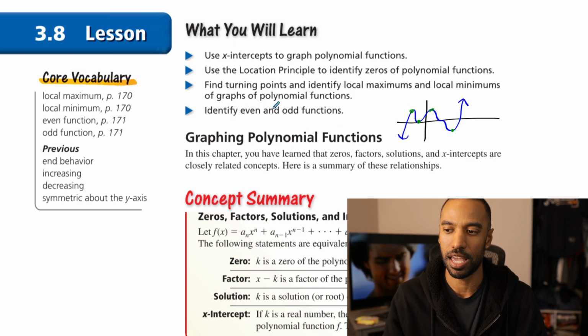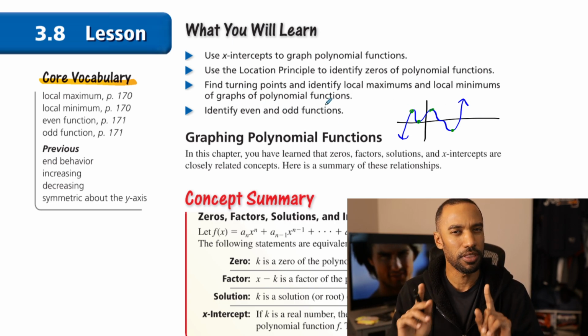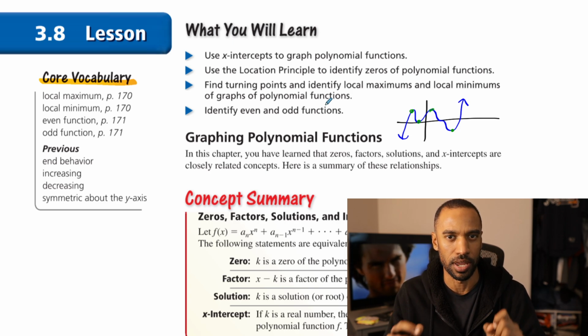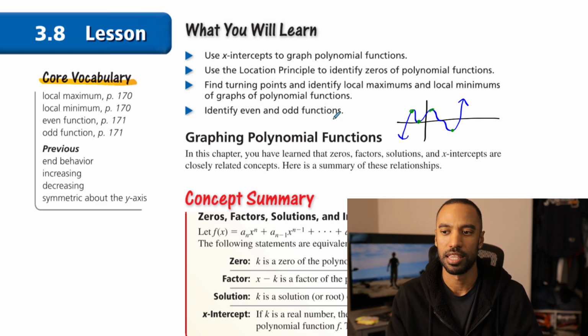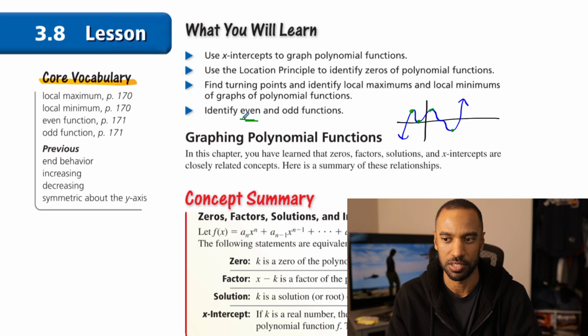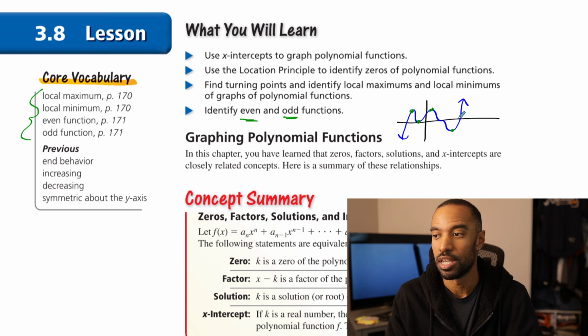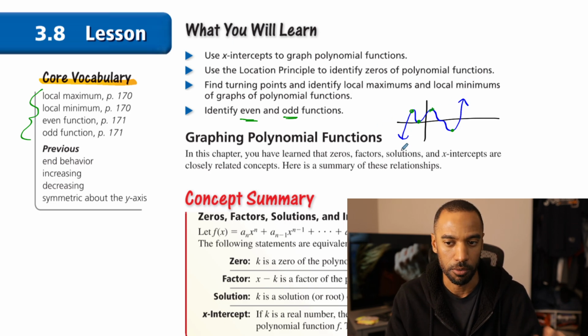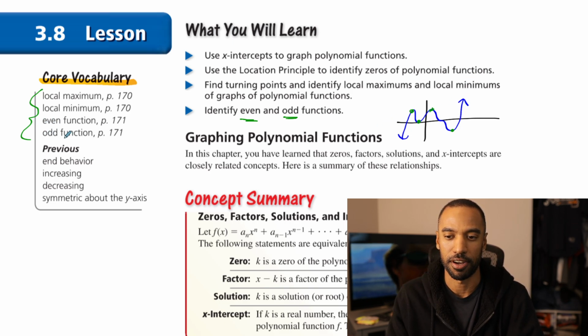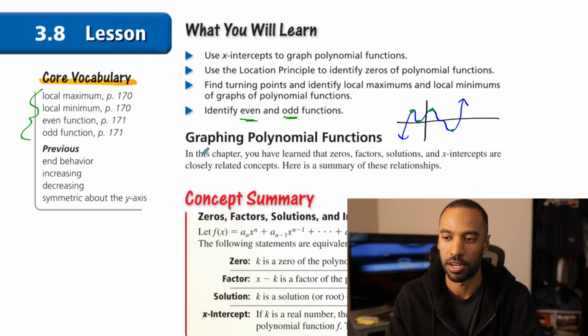And identify even and odd functions. Different than even degree and odd degree when it comes to vocabulary terms. This has to do with symmetry across axes, the y-axis and the origin, actually. And we're going to get to those when we hit them. All right, here are some new phrases: local max, local min. We're actually talking about these as local mins and maxes, just so you know. There's a difference between local maxes and mins and absolute maxes and mins, just because this goes up and down forever. I want to make sure you note that. And even and odd functions, again, not to confuse with even degree and odd degree.